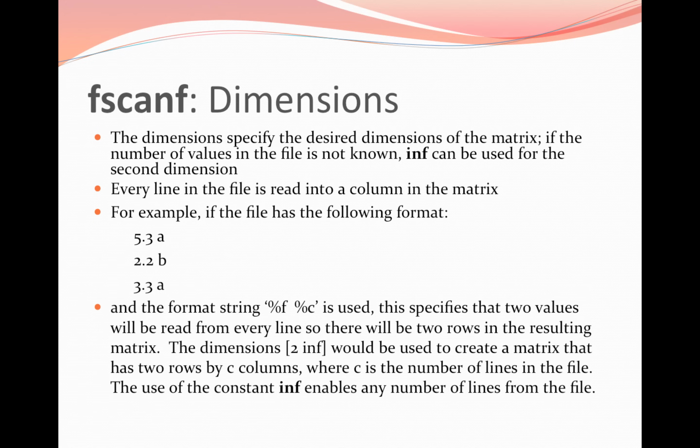And if we use the format string %f space %c, that specifies that we're going to read two values from every line, so there will be two rows in the resulting matrix. But we would not assume that we know how many lines there are in the file, so we could use the dimensions 2 INF. That will create a matrix that has 2 rows by C columns, where C is the actual number of lines in the file. Again, the use of the constant INF enables any number of lines from the file. So we're not saying that we have an infinite number of columns, but it will expand to however many columns it needs, again based on the number of lines in the file.